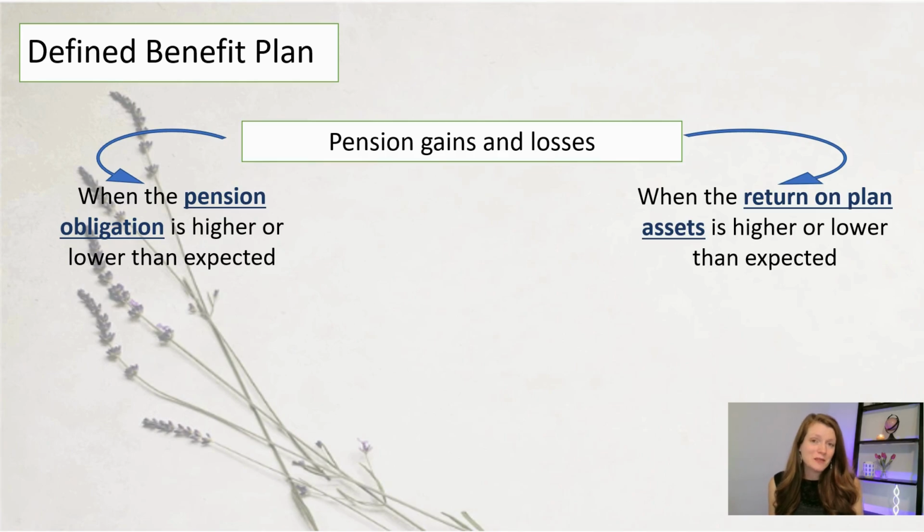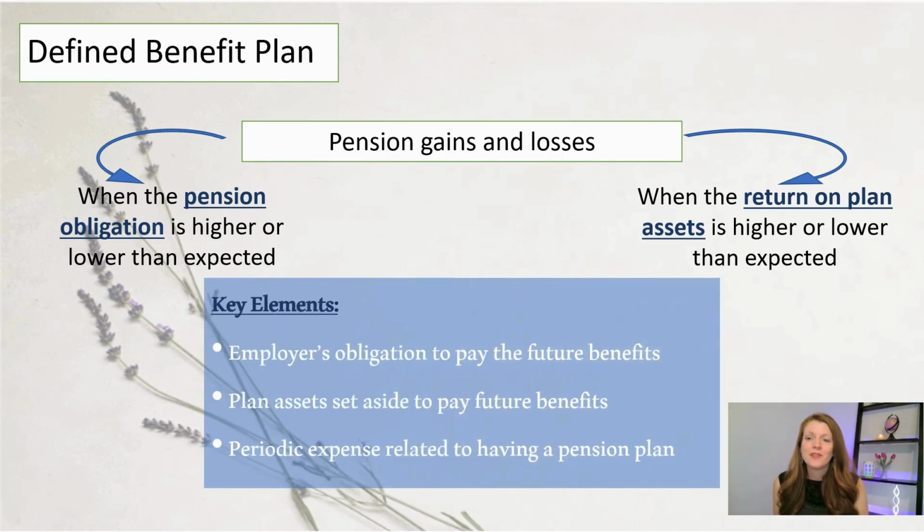And then we also get to the return on plan assets. If those returns are higher or lower, of course, we will see a gain or a loss as well. So some key elements that go along with this: the employer's obligation to pay the future benefits, the plan assets that we set aside to pay those future benefits, and the periodic expense related to having a pension plan. So we're going to dig into all of this further.